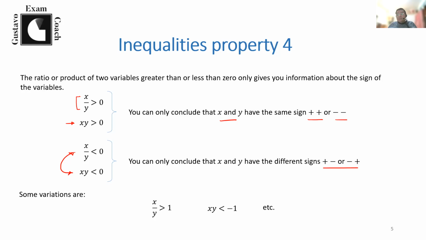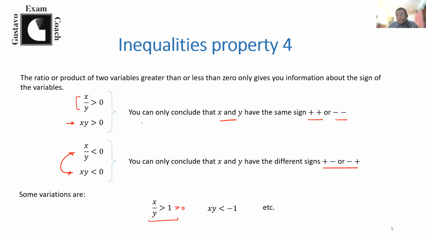Now, there are some variations that are very commonplace in the GMAT, and especially this one is very commonplace when they tell you that the ratio of two variables is greater than 1. Although this might look similar to x over y is greater than 0, because 1 is positive, so it's greater than 0, the ratio. If the ratio is greater than 1, it is not the same thing. It doesn't simply mean that x and y may have the same positive sign or the same negative sign. It means something else. Let's see.